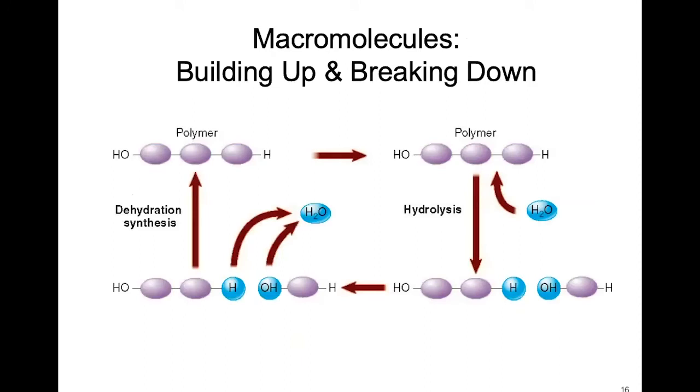Now, we can store up those monomers and form larger polymers to be stored in the body, or we can take the larger polymers and then break them down into the smaller monomers to be able to use those individual parts throughout. So what we're going to look at here is just an example of how we would build up a larger carbohydrate and then how we would break down the larger carbohydrate to produce our individual monomers, which in this case are your glucose molecules.